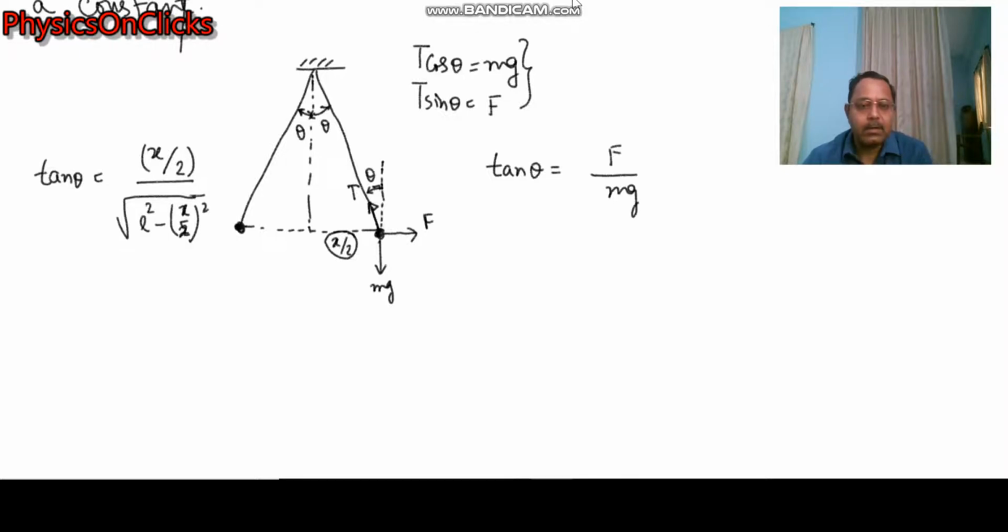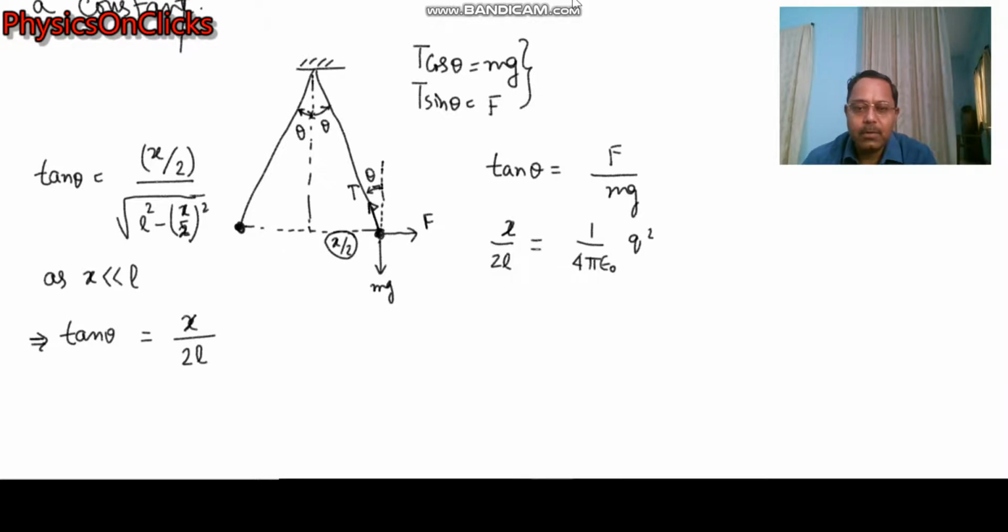But we need to remember that x is very, very small, is it not? So, as x is very, very small as compared to L, in the denominator we can directly neglect the x by 2 whole square term. So we can say tan theta is nothing but x divided by 2L, because x is so small. Now this tan theta, which is equal to x by 2L, is equal to force divided by mg. Force is 1 by 4 pi epsilon naught, q into q divided by x square. Let's cross multiply. We get q square is equal to 2 pi epsilon naught mg, then x cube divided by L.